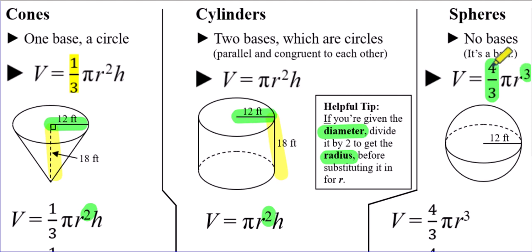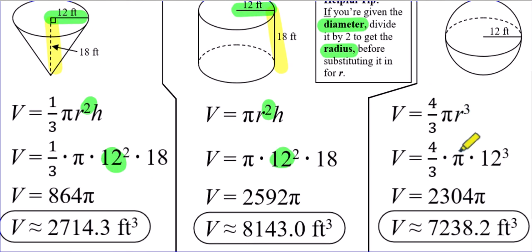It uses 4/3 times pi times radius to the third power. So I don't know if you want to put a star here on your notes. This formula uses the third power, and it's because it doesn't really have a height, so it's like an extra radius. So instead of r to the second, it's r to the third. So anyway, pretty simple formula: substitute, solve.